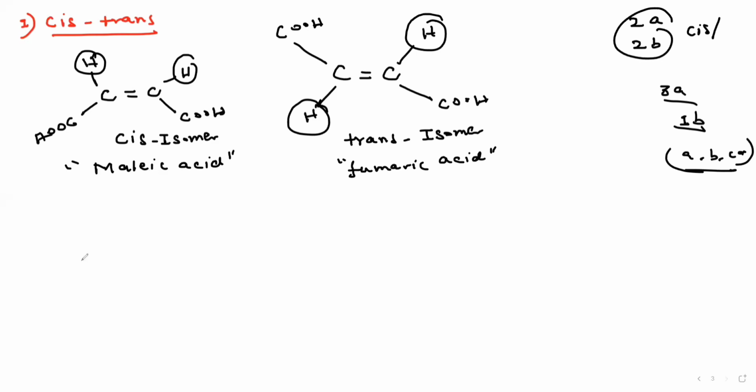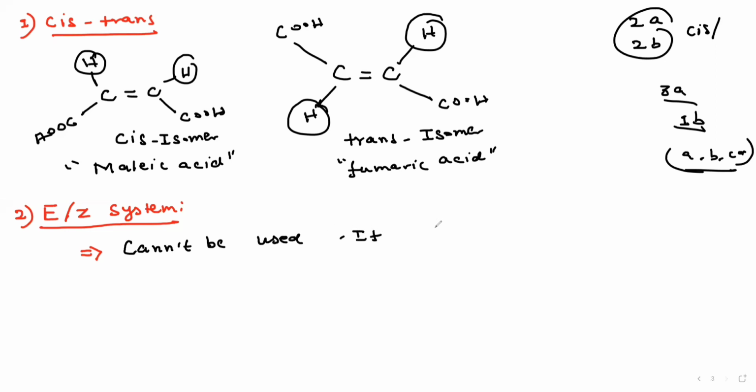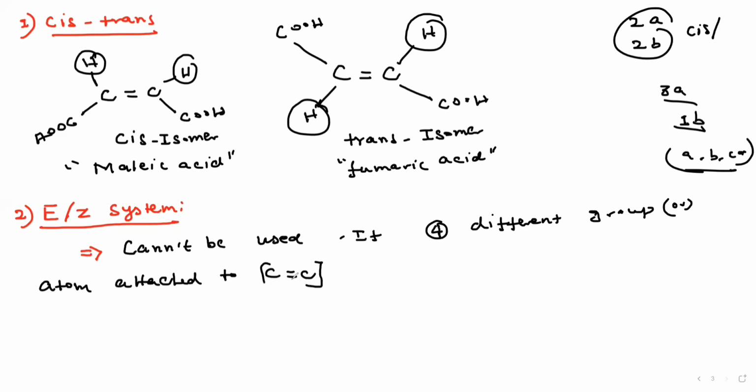Please note, very important. EZ isomerism, the EZ system. I give you the condition when the EZ system can arise. Note, cis-trans cannot be used if there are 4 different groups or atoms attached to the carbon double bond.